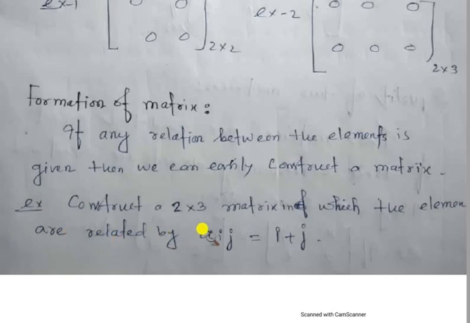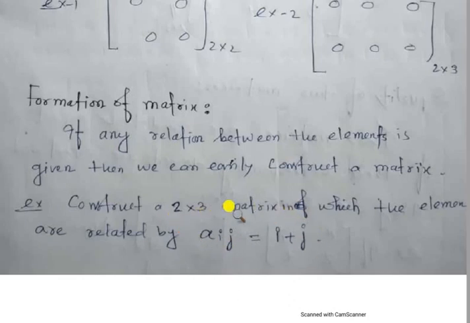For example, we consider here, construct a 2 by 3 matrix in which the elements are related by this one: Aij equals i plus j. Now what is the position of this element Aij? The position of this element will be ith row and jth column. So this is the relation, Aij means i plus j.